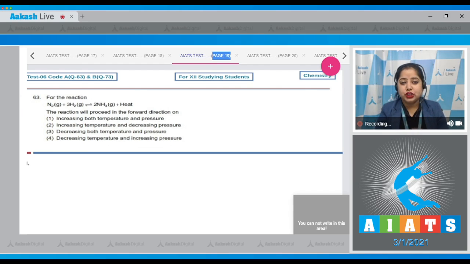Student, for such a question, we need to know that an increase in pressure shifts the equilibrium towards the lesser number of gaseous moles. That means for this reaction, an increase in pressure will shift the equilibrium towards the product side. That means the reaction will proceed in the forward direction on increasing pressure. Now let's talk about temperature. This is an exothermic reaction because heat is released in the product. So according to Le Chatelier principle, for an exothermic reaction, the equilibrium will shift in the forward direction on decreasing temperature. That means the correct answer is option number 4.